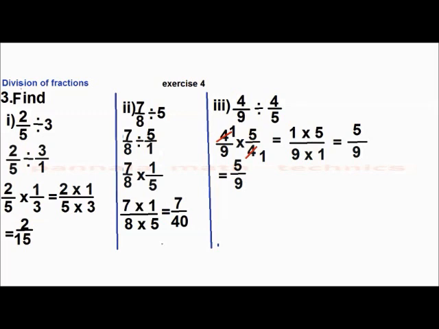Now it becomes 2/5 times the reciprocal of 3/1, that is 1/3. That becomes 2 times 1 over 5 times 3. That is 2/15.